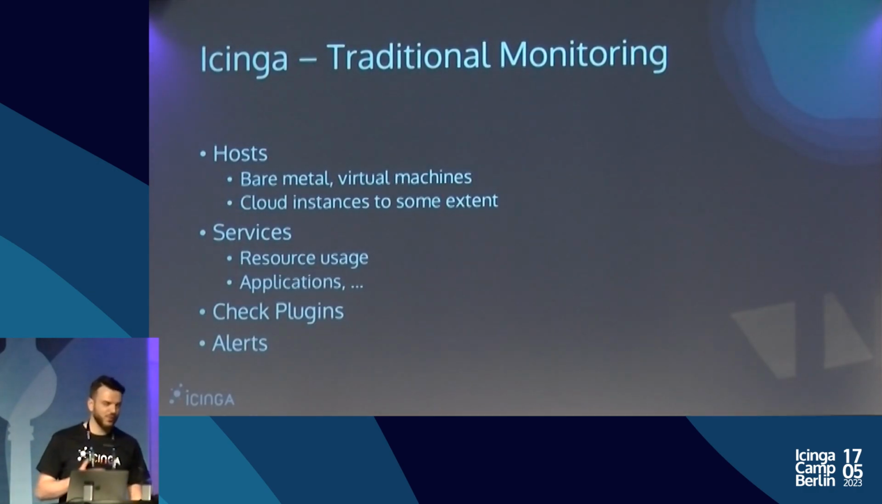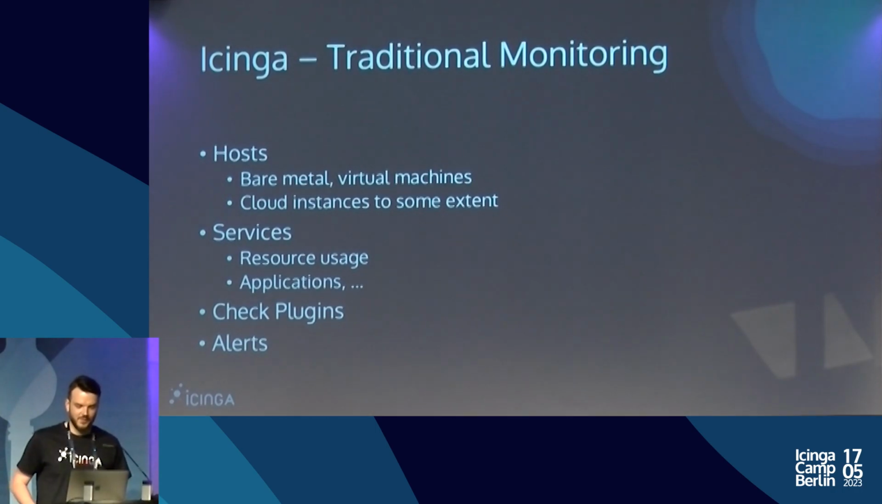There we have, of course, our hosts. Those are all rather static. We deploy them, and if they fail, we can still SSH into them and look for errors. Normally you have availability checks for them. Then on those hosts, you have your services like resource usage, CPU, memory, disk, and whatnot. And of course, you monitor apps like web servers, databases, URLs, whatever.